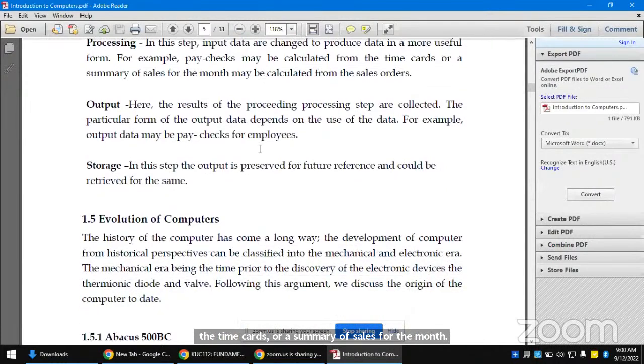Then we have the output. Output is also very key in the cycle. Here, the results of the processing step are collected. The particular form of the output data depends on the use of the data. For example, output data may be paychecks for the employees.